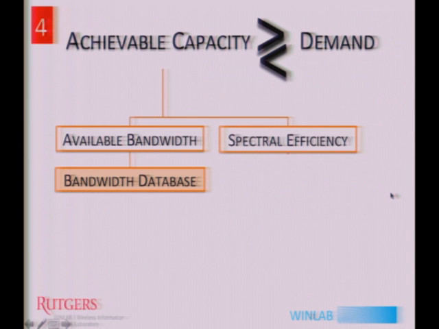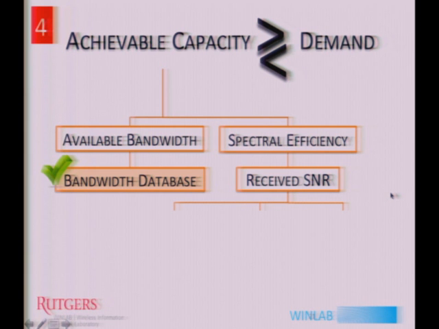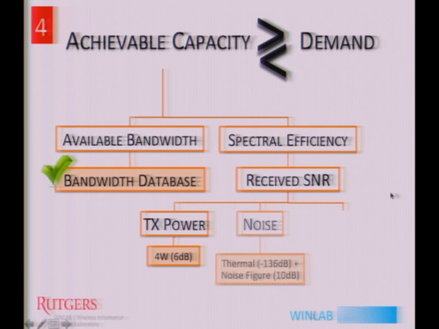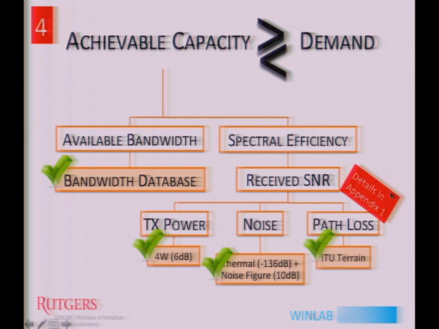So we have the bandwidth database, and now we go for the spectral efficiency. For that, you need the received SNR. The received SNR is based on the transmission power, which is limited by the FCC at 4 watts. We have the noise, which is thermal noise plus a noise figure that we add ourselves. And we have path loss, for which we use the ITU terrain model. The formulas for all this are in the appendix, and I can show them if needed.